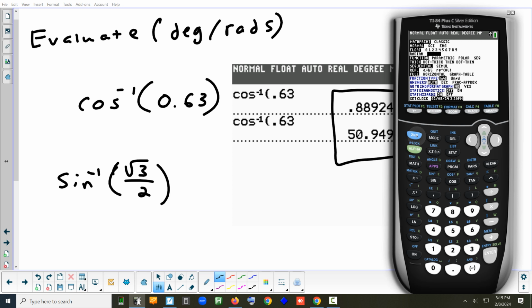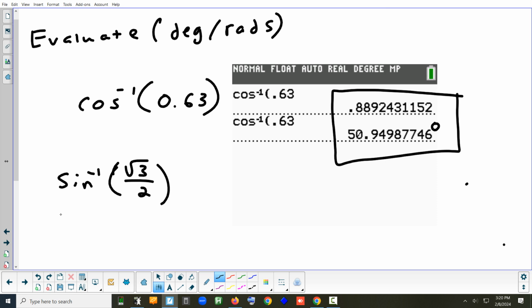So we'll switch to degrees. Do the inverse sine of square root 3 over 2, and we get 60 degrees. Now, is that exact? 60 degrees?